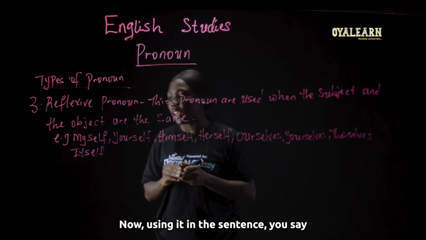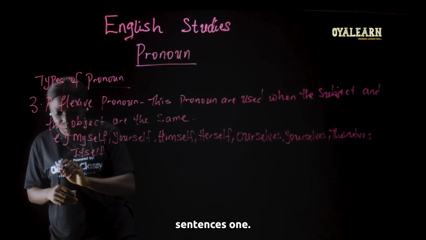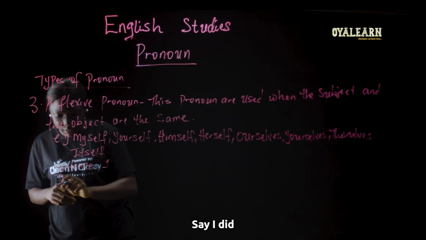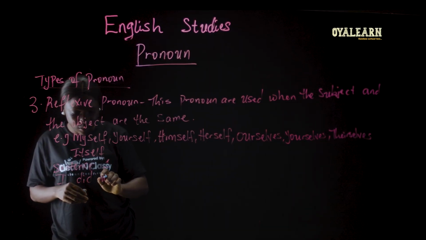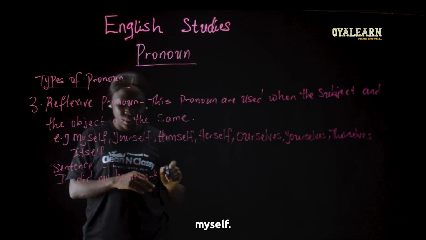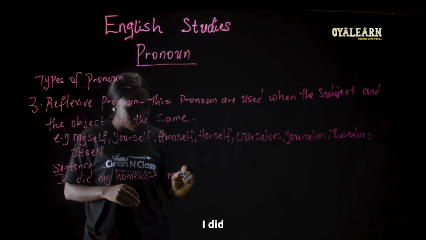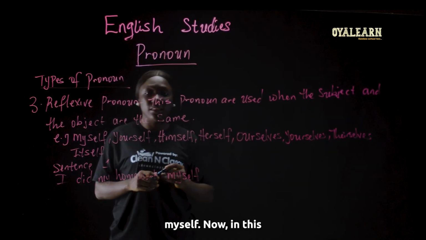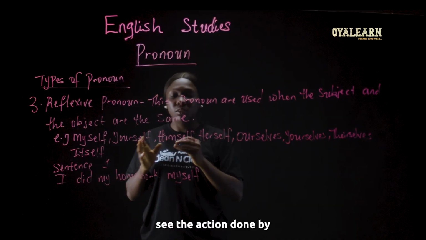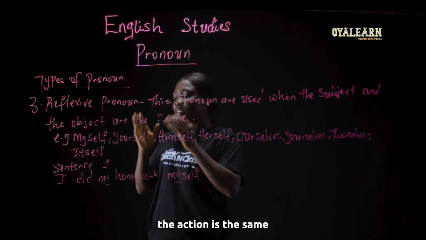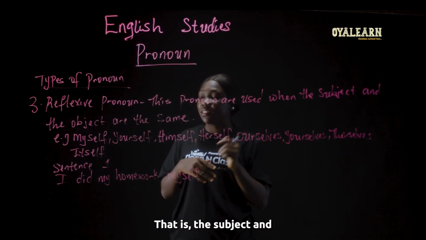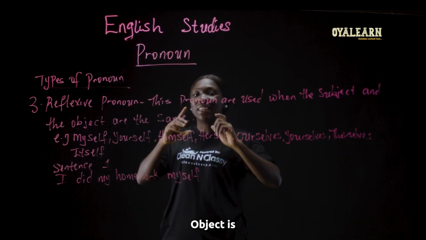Now using it in a sentence, we will say, sentence one, I did my homework myself. Now in this sentence, you get to see that the receiver of the action is the same person as the doer of the action. That is, the subject and the object are the same.